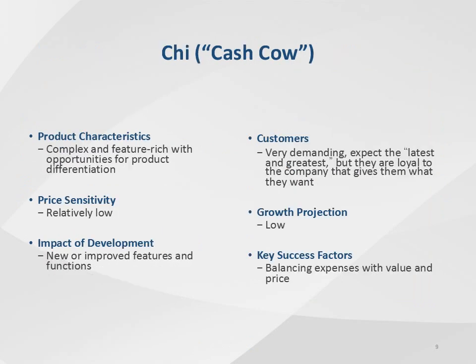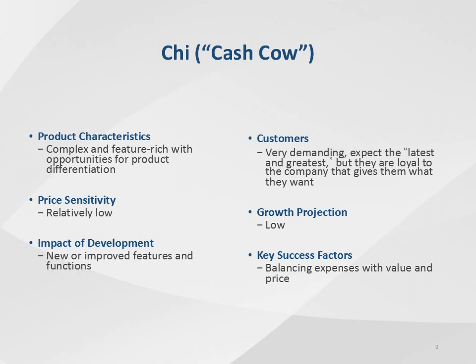Chi seems to have the characteristics of the Boston Consulting Group cash cow. It has a high margin, it's making a lot of money for the company, and because of the low growth projection, it really doesn't require that much of an increase in capital expenditure. So we are expecting Chi to make a lot of money for your company.